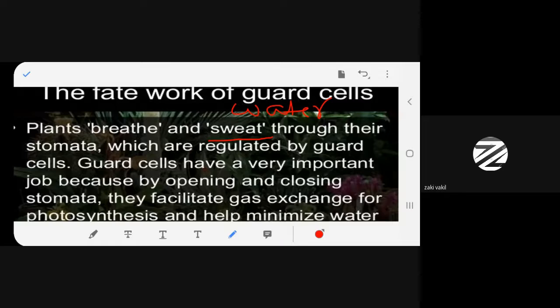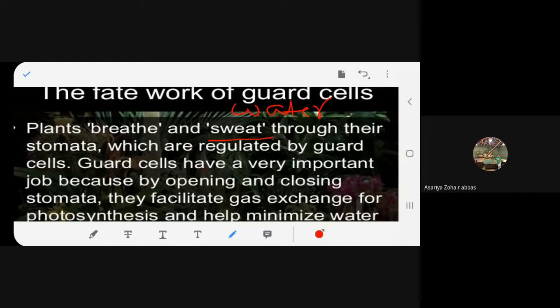Have you ever observed in the vegetable basket of the fridge? If the vegetables are covered in a polythene sheet, you can see water droplets on the polythene sheet. Have you observed that? What is that? It is water loss. What is lost by the plant? So the plant is sweating.